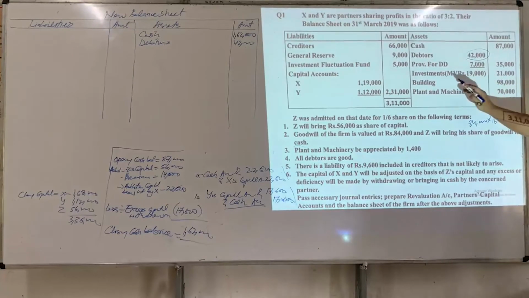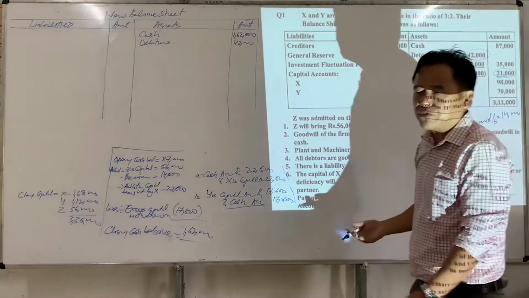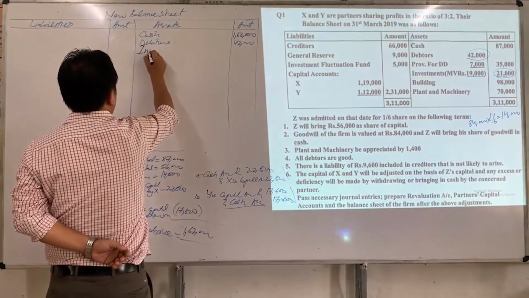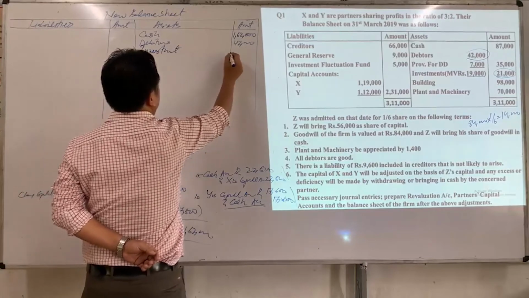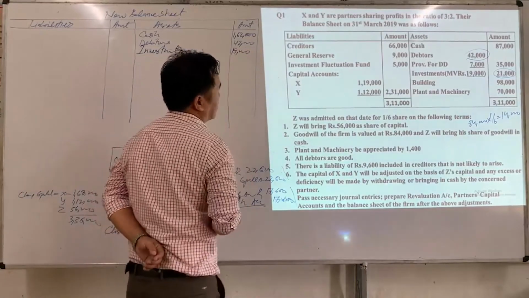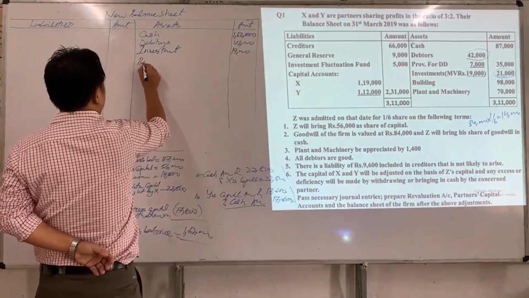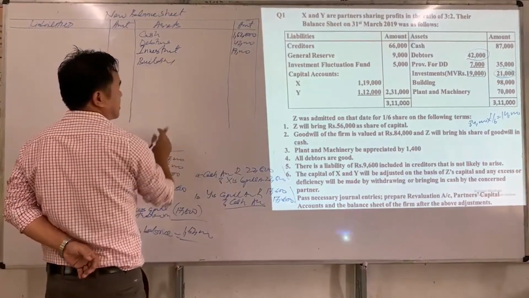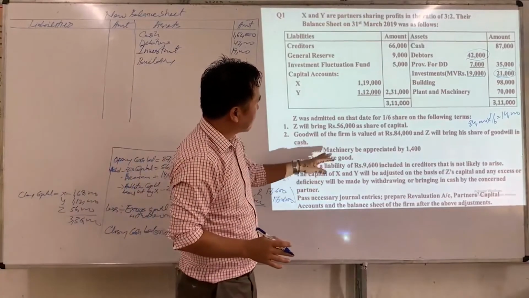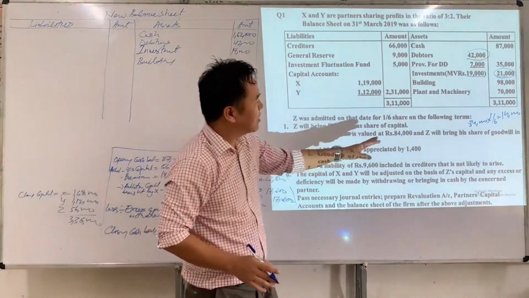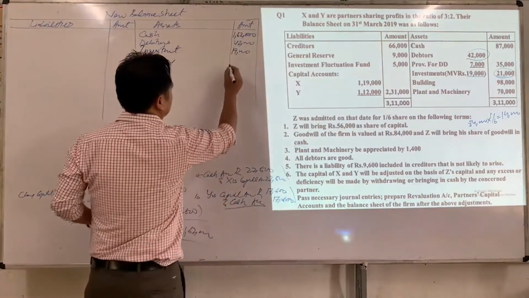Next, investment. Here we can't write the book value of investment, since the current value of investment is 19,000. In the new balance sheet, we should always write the current value of assets. So here we have to write 19,000. Next, building. Here we have to write the book value of building, since there is no information regarding building in the adjustment, which means there is no change in the value of building. So we need to write the book value of building, which is 98,000.